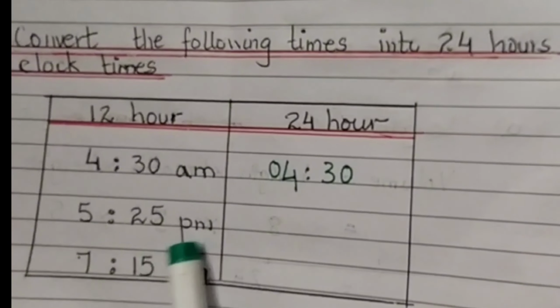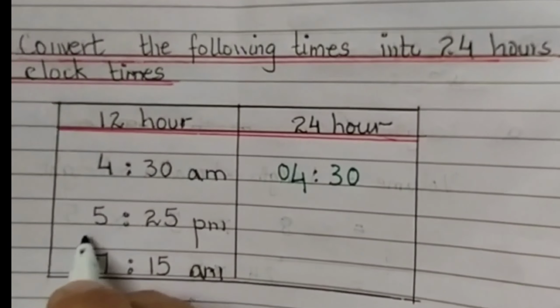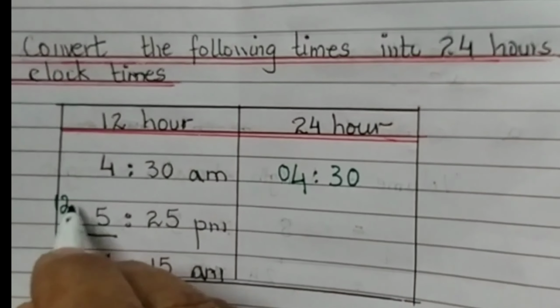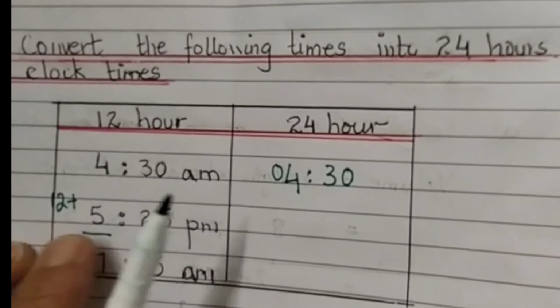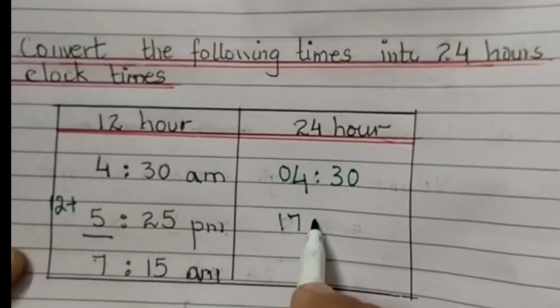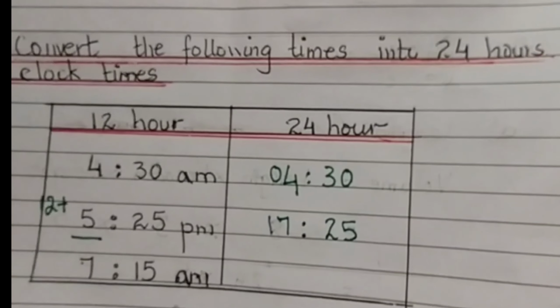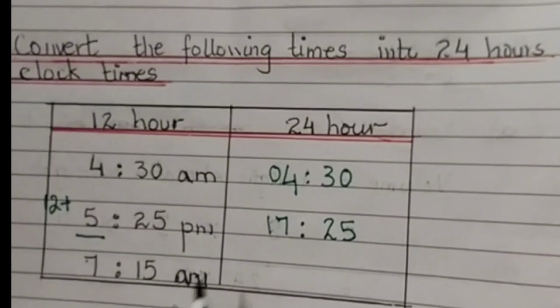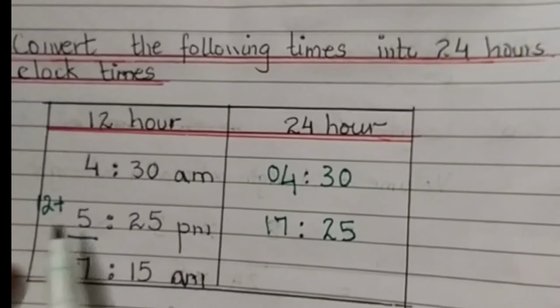So if it is 5:25, what do we have to do when it is p.m.? You will add up a 12 with your 5. When you see p.m., the simple thing is, you add up 12 to the first digit. 12 plus 5 is giving us 17. And what's the minute here? 25. 17:25. Why? Because it's the evening time, 5:25, which is after noon time. After noon p.m. starts. So we will add up 12.